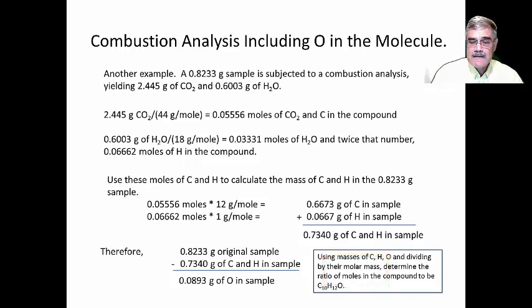0.06662. So that's the number of moles of carbon and hydrogen, but we were told that the molecule also contains oxygen. So how do we get that? Well, we have to determine the mass that was oxygen. We do this by subtracting the mass that we just determined to be for carbon and the mass that is for hydrogen.